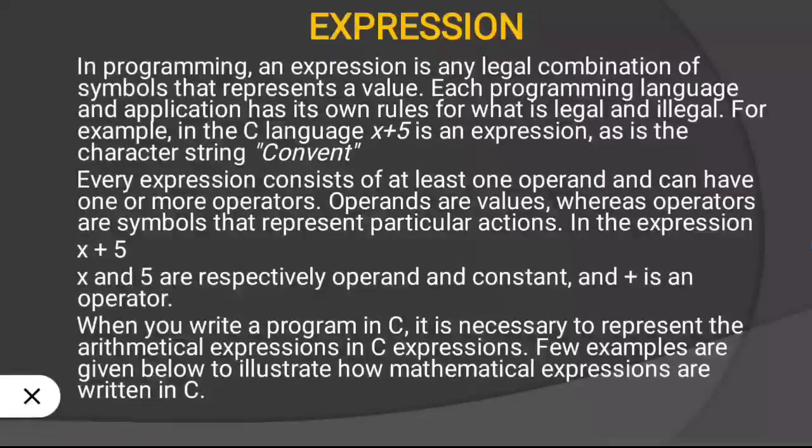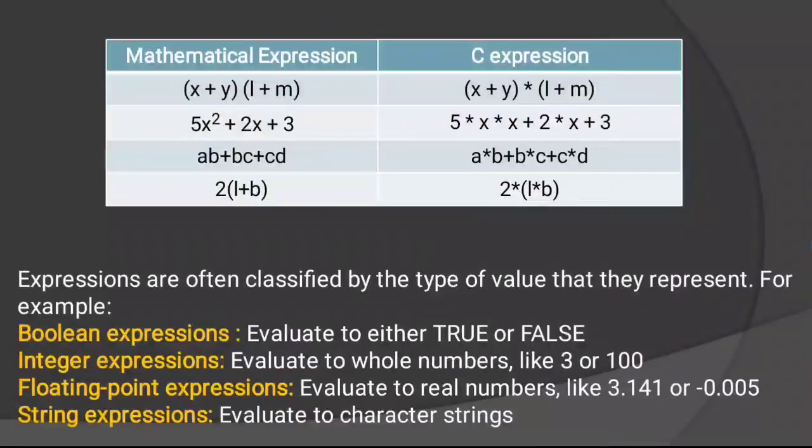A few examples are given below to illustrate how mathematical expressions are written in C language. Using mathematics, we will write (x plus y)(L plus M). If we put the bracket, then the multiplication sign is implied there. But in a C expression, you have to mention all the operators. Similarly, 5x square plus 2x plus 3, we will write 5 into x into x plus 2 into x plus 3.